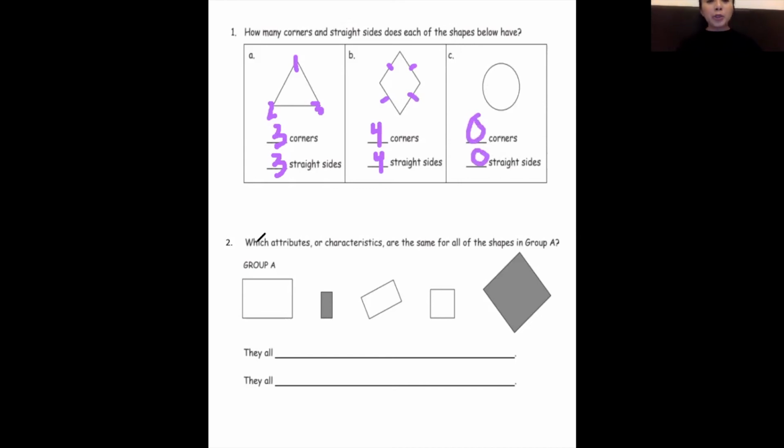Now let's do number 2. Which attributes or characteristics are the same for all the shapes in group A? Which attributes are the same for all of these shapes? So what do you notice about these shapes, Kipsters? Yeah, I noticed that they all have the same number of sides. How many sides do all of these shapes have? They have 4 sides.